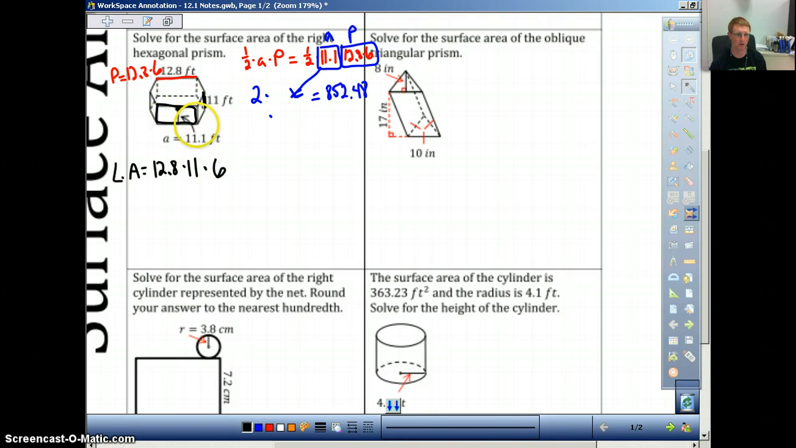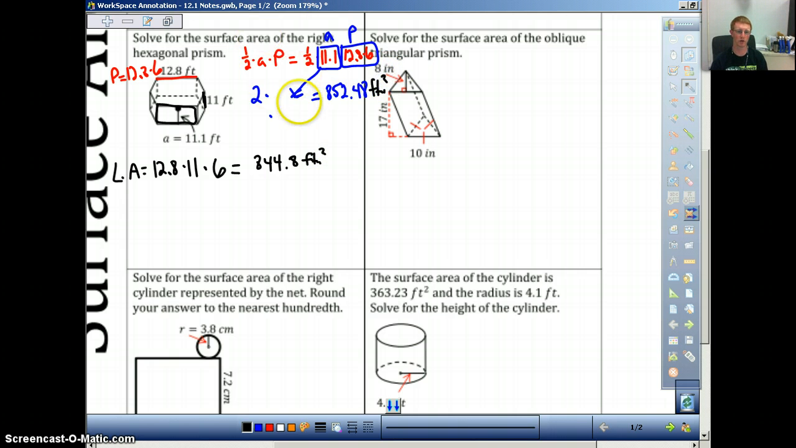So the base and the height will give you the area of one. 6 of them will give you the area of all of them. And that is equal to 844.8 feet squared. And this one's feet squared as well.